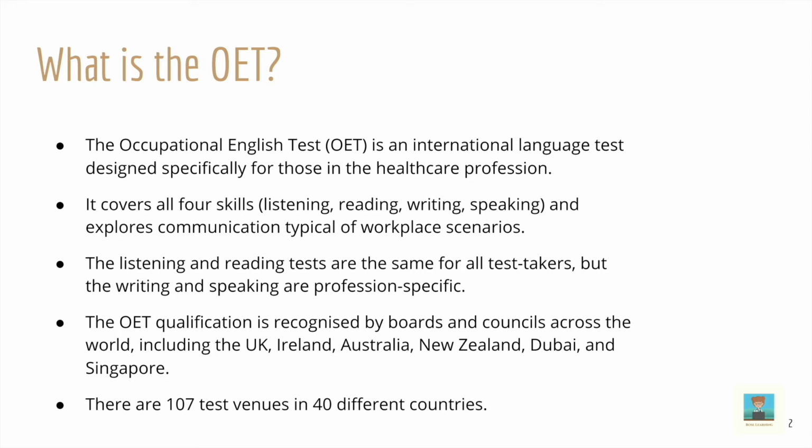Now, the listening and the reading tests are exactly the same for all test takers, but the writing and speaking are profession specific. The OET qualification itself is recognised by boards and councils across the world, and there are over 107 test venues in 40 different countries, so hopefully you'll be able to find a venue near you, or you may be able to take the at-home test if that's available.